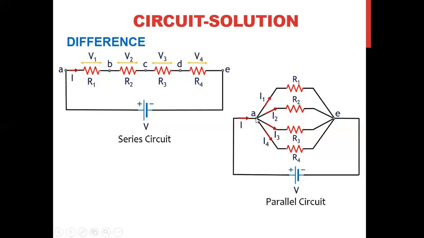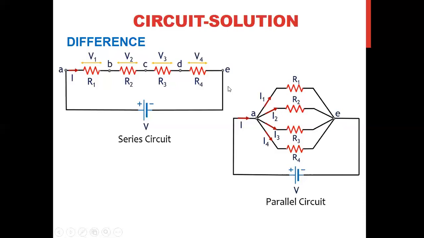Whereas the current I depends on the path, so it will be divided at this point A. So for resistor R1 it is I1, and for resistor R2 it is I2, and so on. Depending on the value of the resistors, it will be divided and combined again at point E to become the same current as circuit current I. So I equals I1 plus I2 plus I3 plus I4. So here currents are divided according to current division law while voltage is same for parallel.